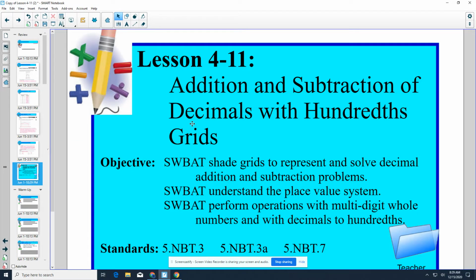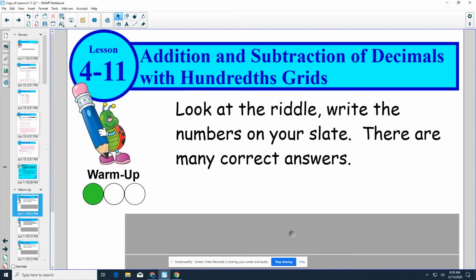All right, so we are going to work on lesson 411 today. We're going to work with addition and subtraction of decimals with a hundredths grid. You're going to shade grids to represent and solve decimal addition and subtraction problems, understand the place value system, and perform operations with multi-digit whole numbers and with decimals to the hundredths. First, let's do some mental math and warm up here.